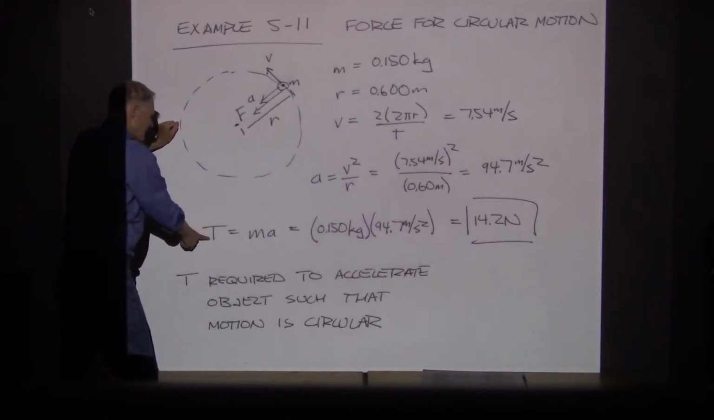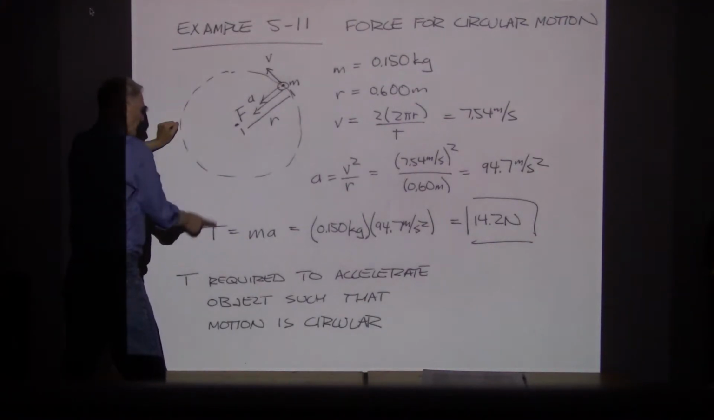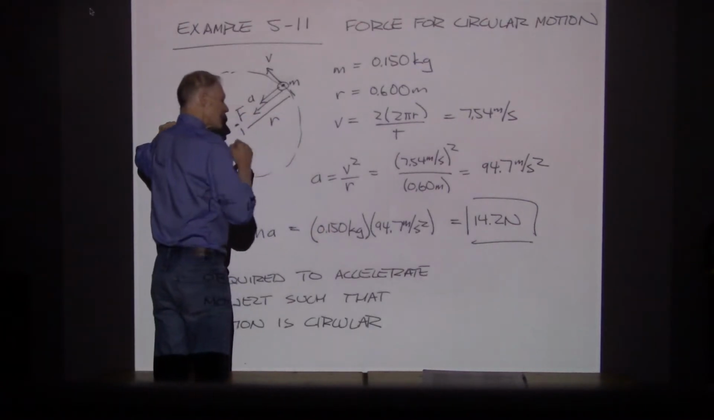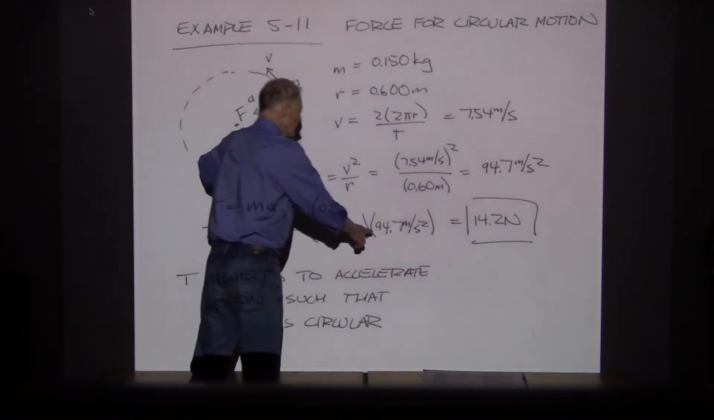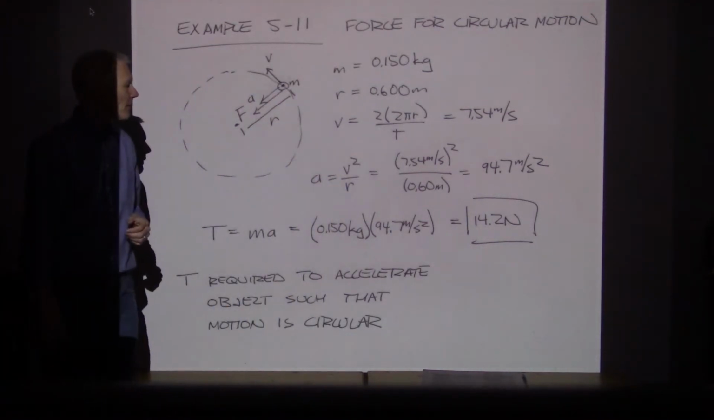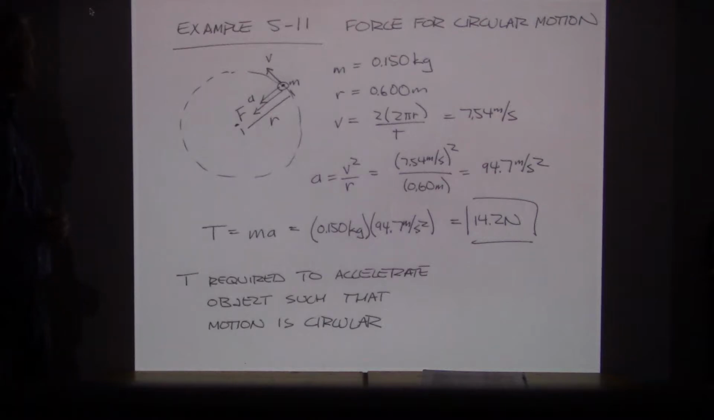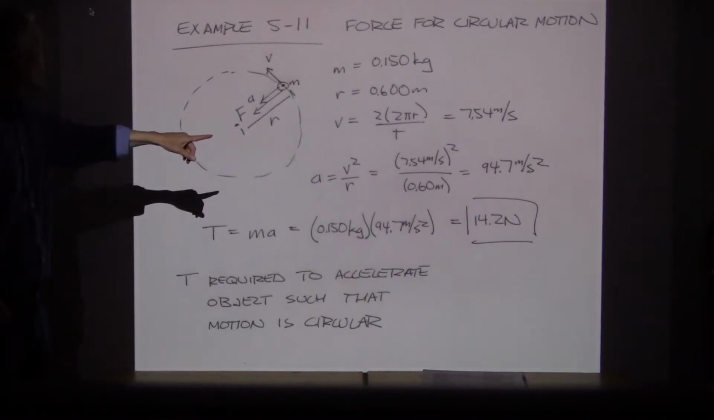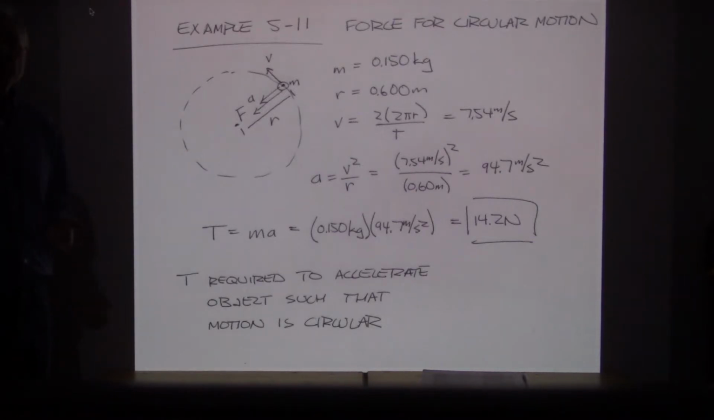I wrote that as a tension, because that looks like a tension force to me. So the F becomes T here. It's 150 grams that needs to be accelerated at 94.7 meters per second squared. This tells me I'm going to need a tension of 14.2 newtons to make that happen. If the tension is not 14.2, then the circular motion won't be maintained.